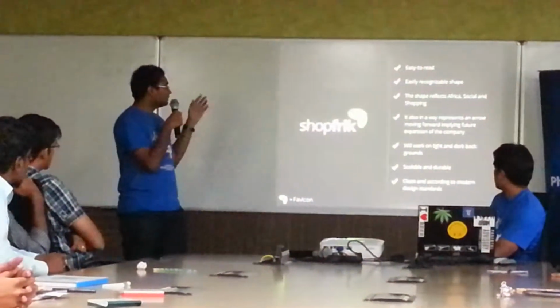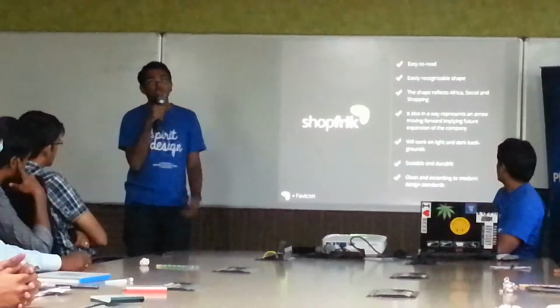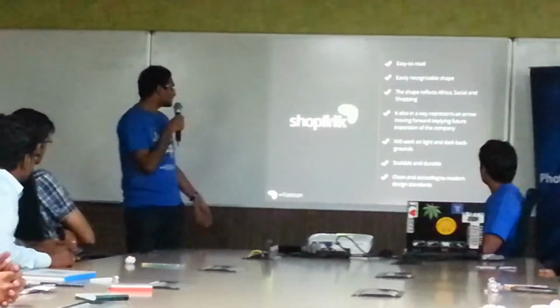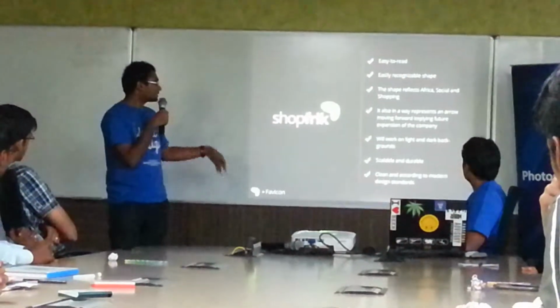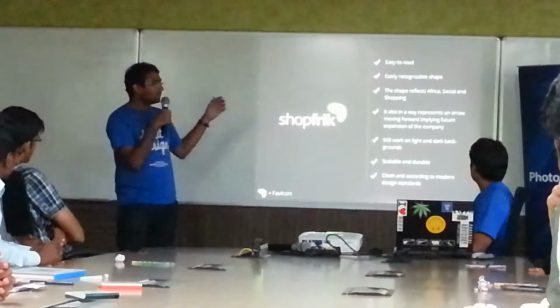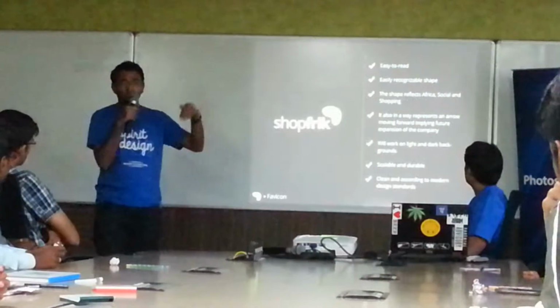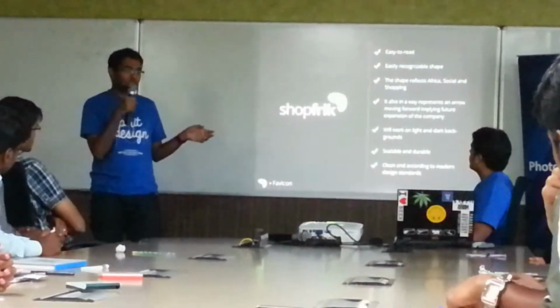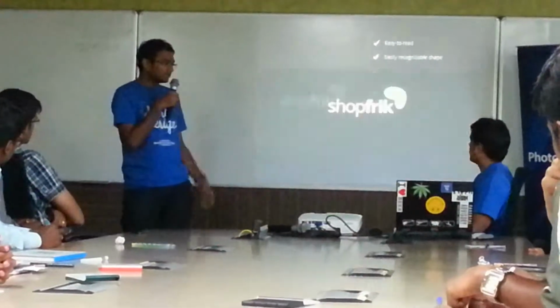And finally, I put down all the characteristics of the logo. It's easy to read, an easily recognizable shape. This can be used as an icon. It's scalable, durable, and this arrow in a way represents a forward arrow, indicating the expansion of the company in future, and all those things.